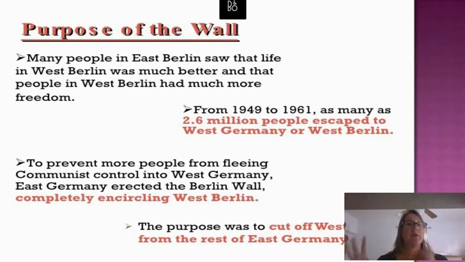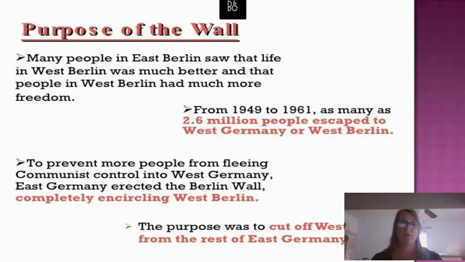Many people in East Berlin, communists, saw that life in West Berlin was a whole lot better, and that people in West Berlin had all this freedom. From 1949 to 1961, as many as 2.6 million people escaped from East Berlin communists to West Berlin, or West Germany. Okay, freedom. So the wall was to prevent more people from fleeing communist control, from escaping into West Germany. East Germany built the Berlin Wall, completely encircling West Berlin.